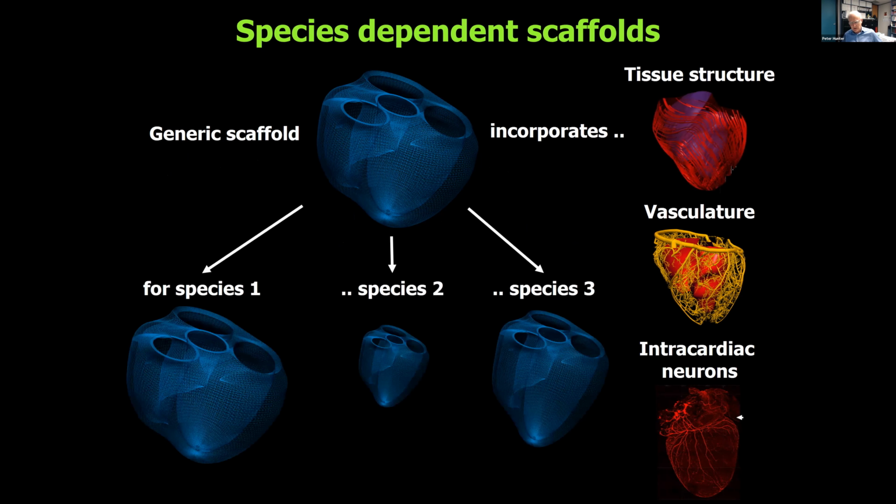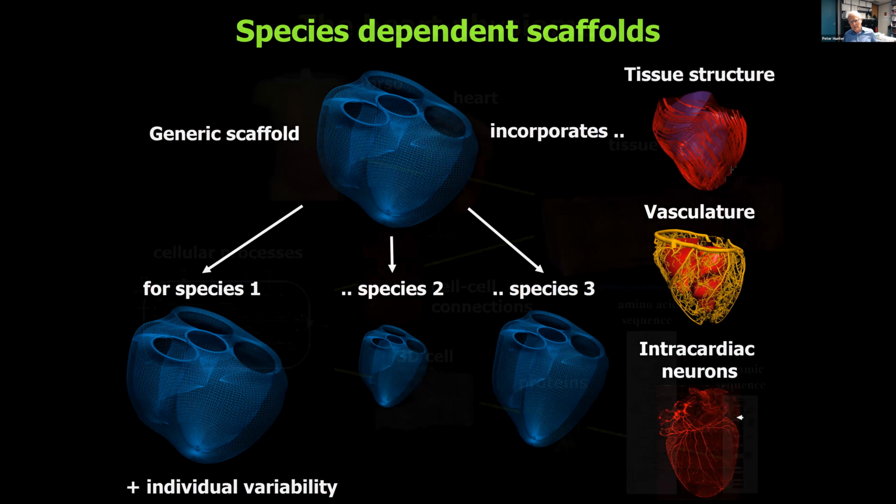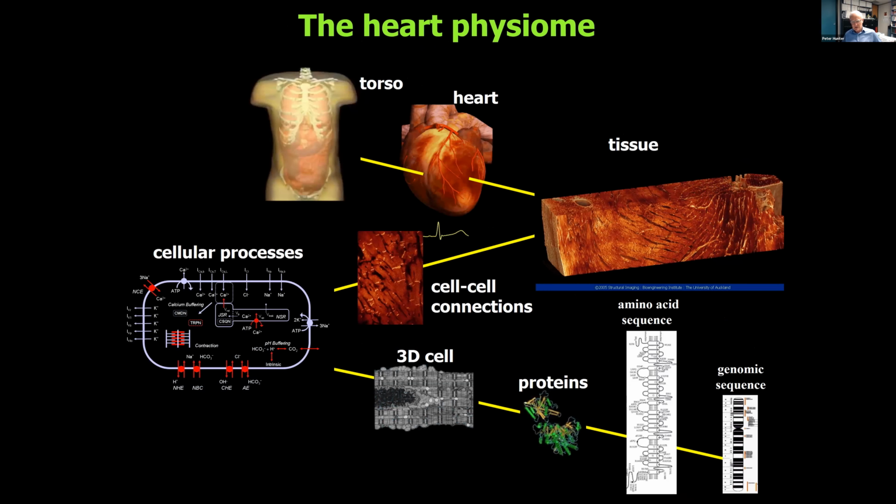And then we can generate these for particular species. And there are some topological differences, particularly in the number of pulmonary veins, for example, that enter the left atrium varies between species. And of course, we can also capture individual variability, as I'll show for the stomach in a minute.